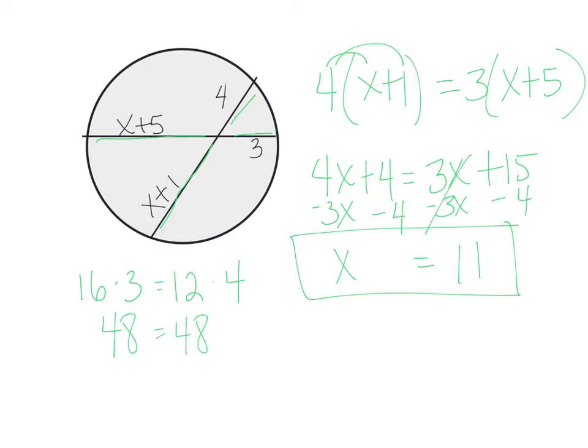All right, that's when your chords are going to cross inside the circle. We're going to multiply each part on the same line with each other, and it's going to equal the product of the other chord segments.